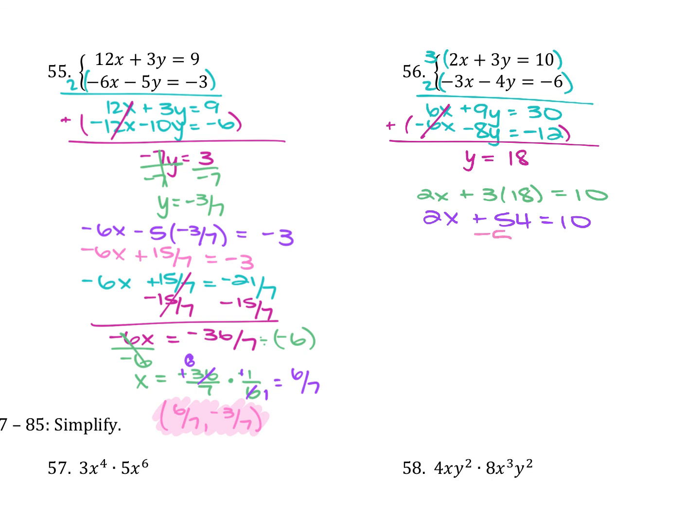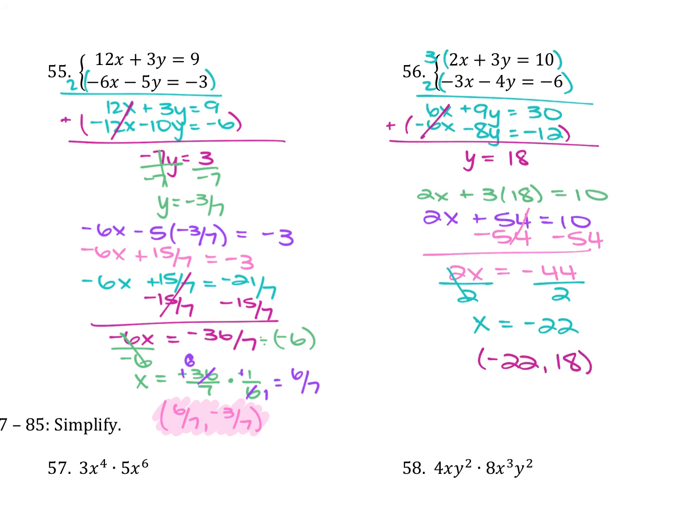From here, move your 54 over, subtract it from each side. You get 2x is equal to -44. Then divide each side by the 2. And you have that x is equal to -22. So if x is -22, y is 18. Your ordered pair that is your solution is -22, 18.